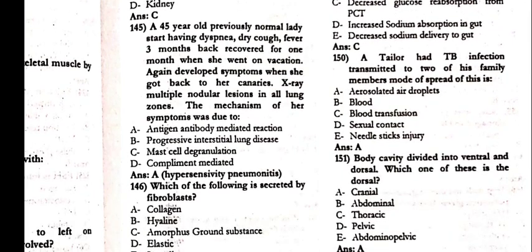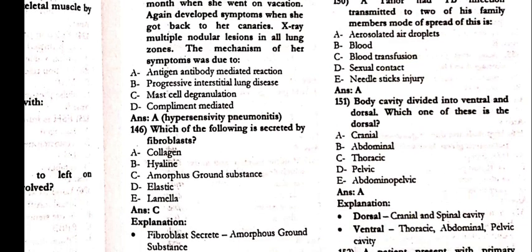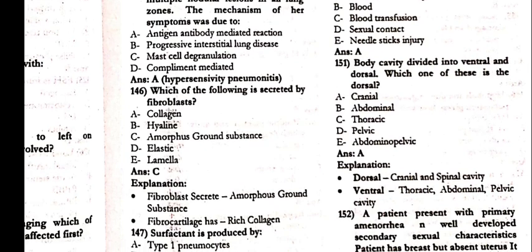Next, 145, a 45-year-old previously normal lady started having dyspnea, dry cough and fever 3 months back, recovered in a month when she went on vacation. She again developed symptoms when she got back to her canaries. X-ray showed multinodular lesions in all lung zones. The mechanism of her symptoms was antigen-antibody mediated reactions.